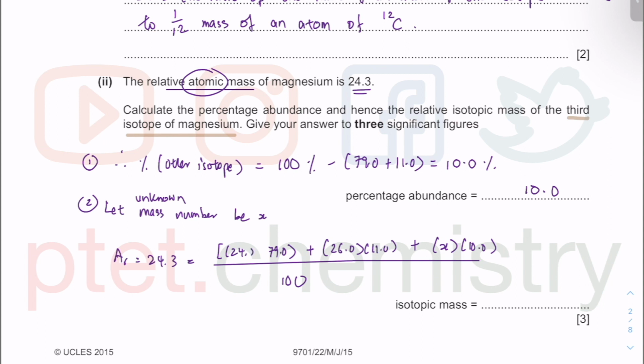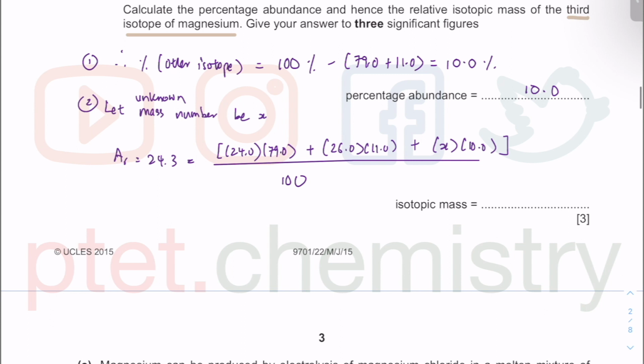So altogether now, I can just multiply the whole thing on the top. I'm going to move the 100 to the other side. Divided by 100, move to the other side, becomes multiplied by 100. So 24.3 multiplied by 100, that is 2430. So multiply the numbers that you can multiply. So 24.0 times 79.0 plus 26.0 times 11.0, I get 2182. And then the algebra on the other side is x times 10. So I just get 10x.